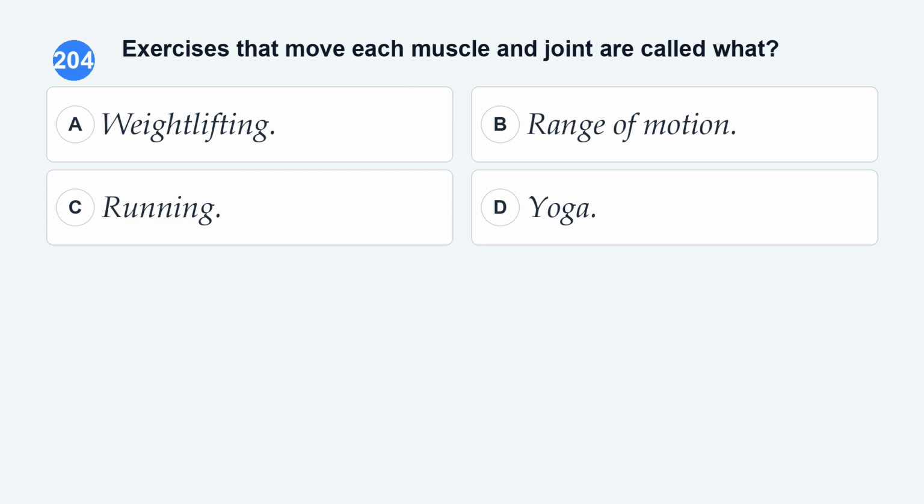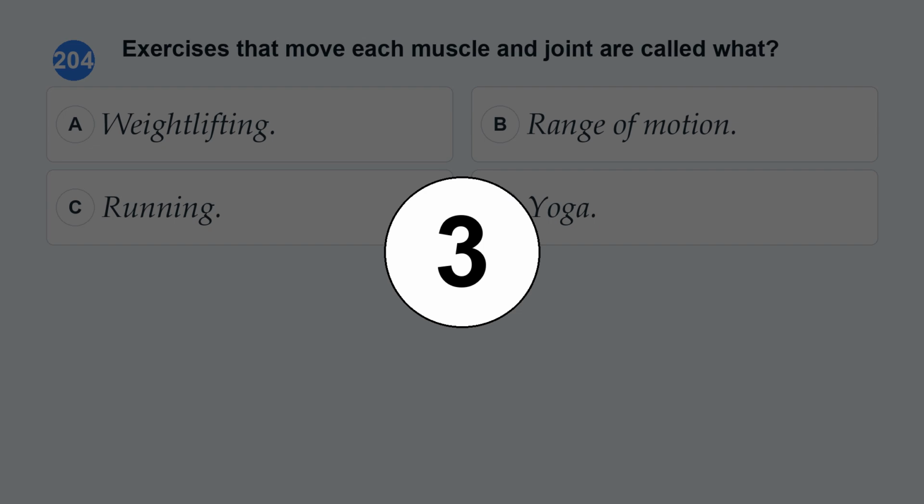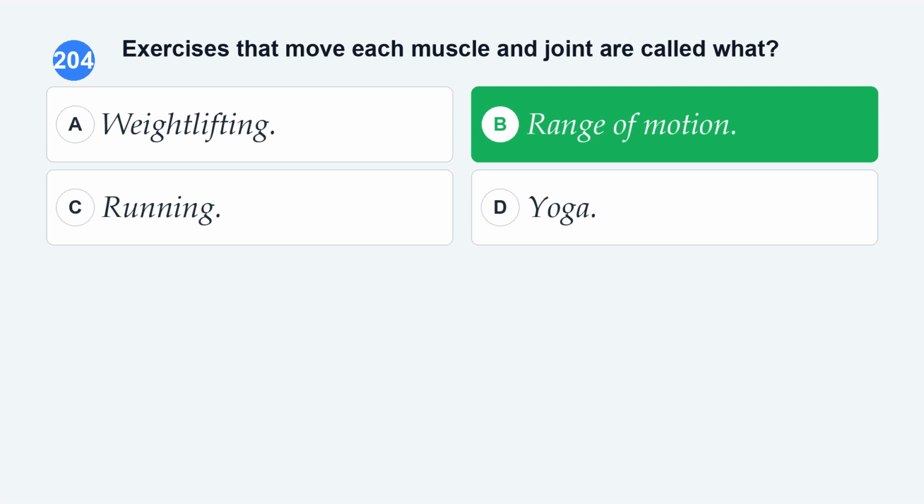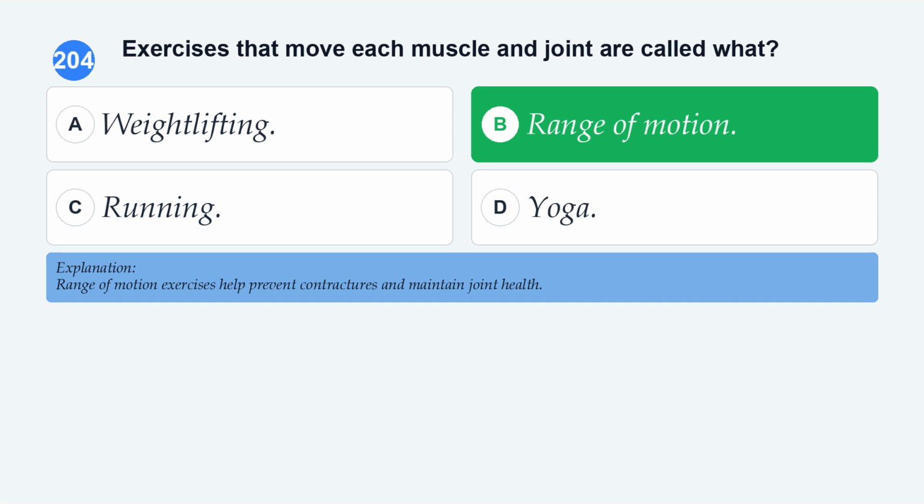Question 204. Exercises that move each muscle and joint are called what? Option A, weightlifting. Option B, range of motion. Option C, running. Option D, yoga. The correct answer is option B, range of motion. Explanation. Range of motion exercises help prevent contractures and maintain joint health.